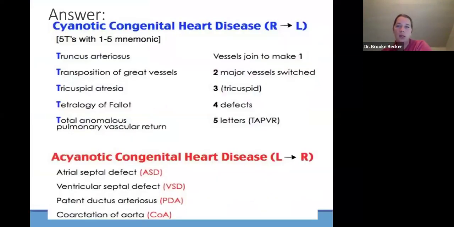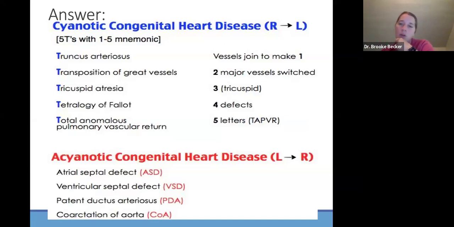So we'll talk about right to left being cyanotic. So that's going to be your 5 T's. Truncus arteriosus, transposition of the great arteries, tricuspid atresia, tetralogy of Fallot, and total anomalous pulmonary venous return, or TAPVR. Okay. So transposition is where the two vessels switch. Okay.